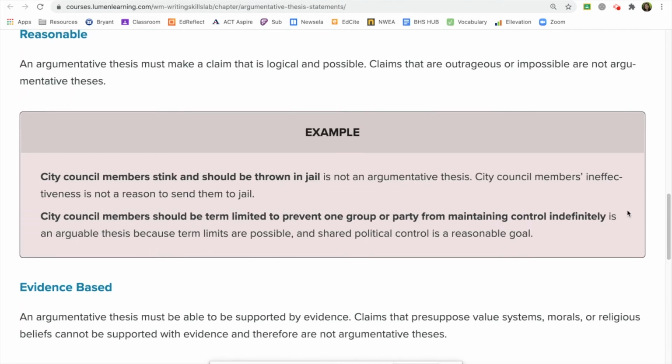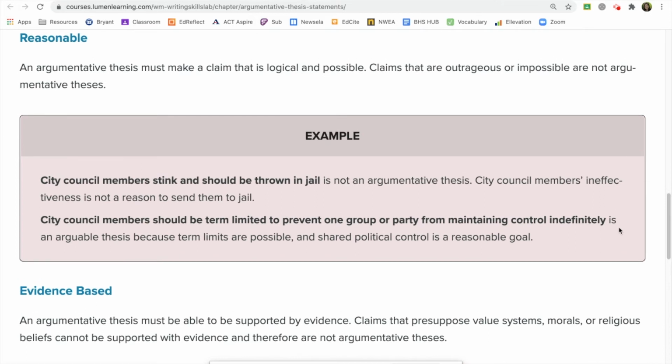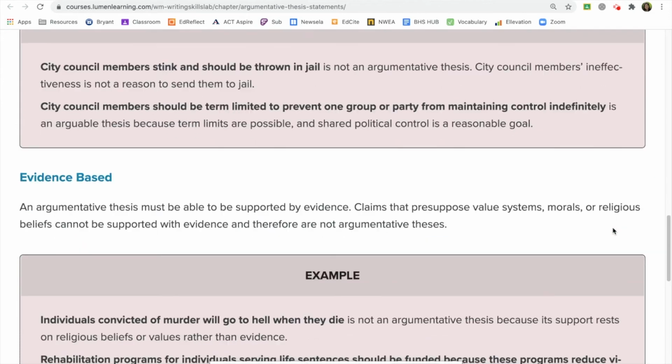Next, your thesis must be reasonable. So you cannot argue something completely ridiculous. It has to be something that is possible. Example, city council members stink and should be thrown in jail. That is not reasonable. That's never going to happen. Just because you don't like someone, you can't just say they belong in jail. Instead, city council members should be term limited to prevent one group or party from maintaining control indefinitely. This is reasonable. This is possible. We have term limits for elected politicians all the time. So this is a reasonable assumption here, a reasonable thesis.